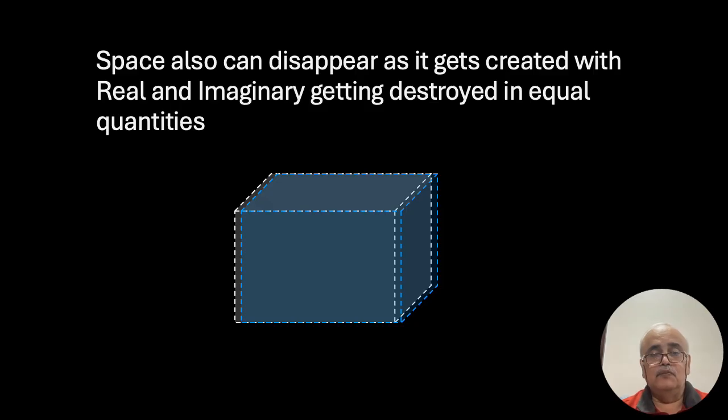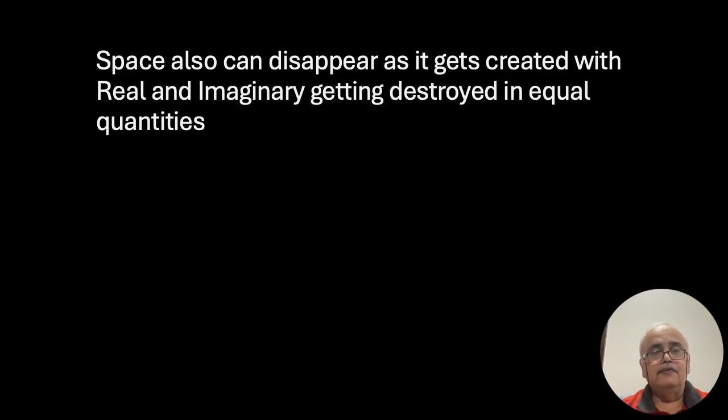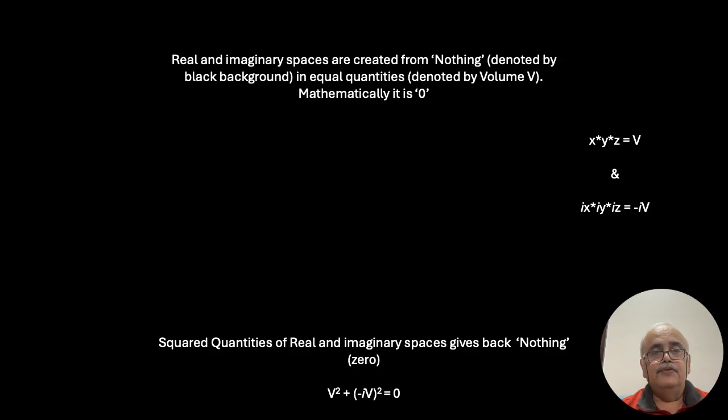So what really makes them disappear? I don't know, at least at this point in time. But mathematically, it can just go away, right? So it was there, but equal and opposite quantities of real and imaginary spaces came together, and they can in theory disappear. The way they can appear, they can disappear.